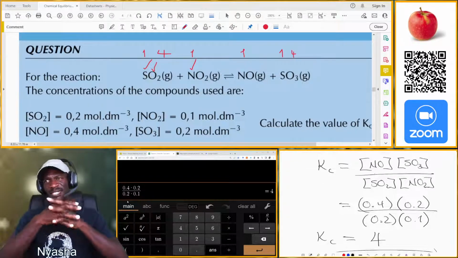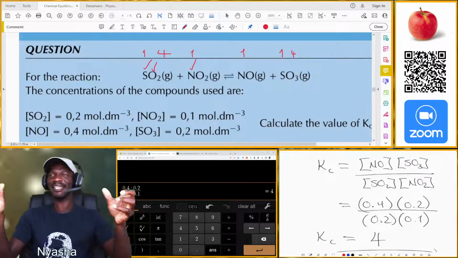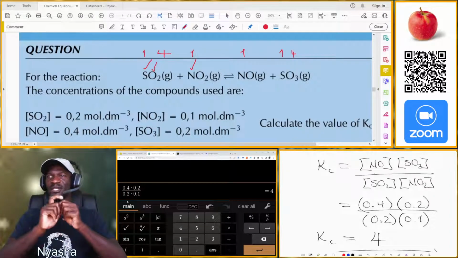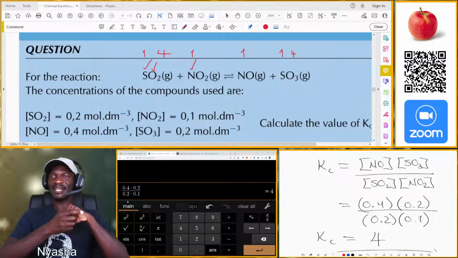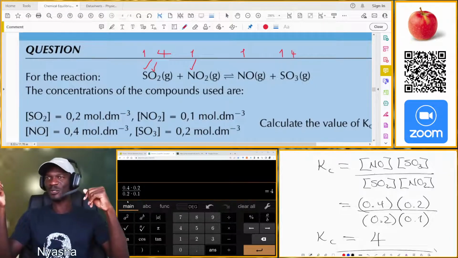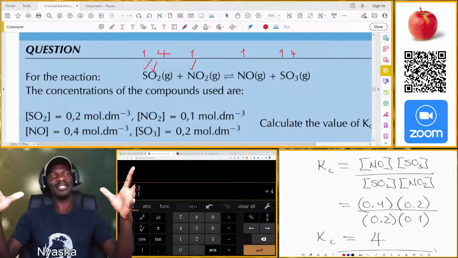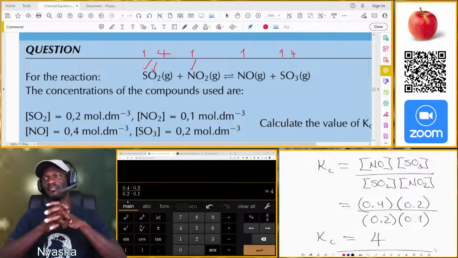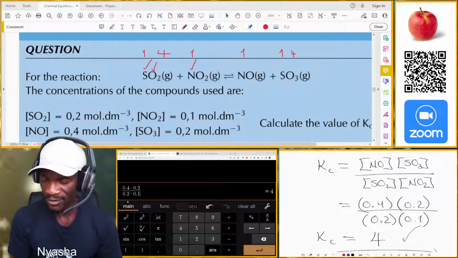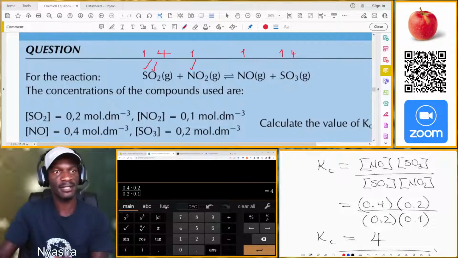Let's look at the concentrations. Do the concentrations indicate as such? Do we have generally higher numbers for the concentration of the NO and the SO3? The NO is 0.4, SO3 is 0.2. How about the SO2 and the NO2? We actually have 0.2 and 0.1. So if you can look, the numbers are actually higher for the products. So this equilibrium constant is actually sensible. It's important for you to check if it actually makes sense, isn't it?